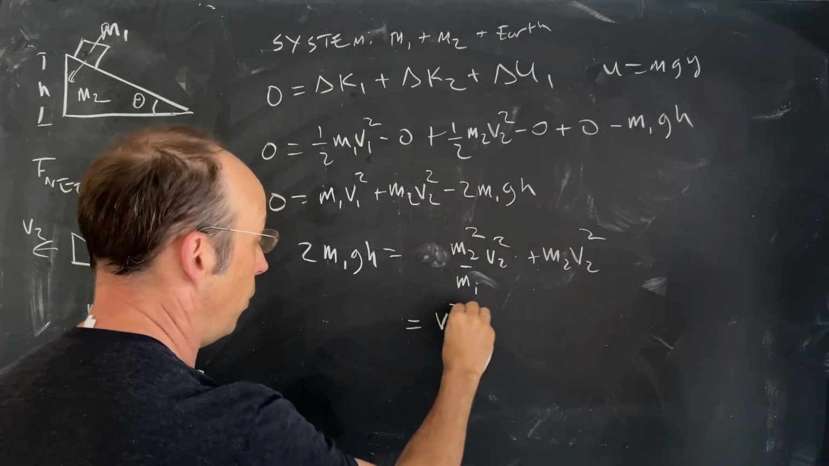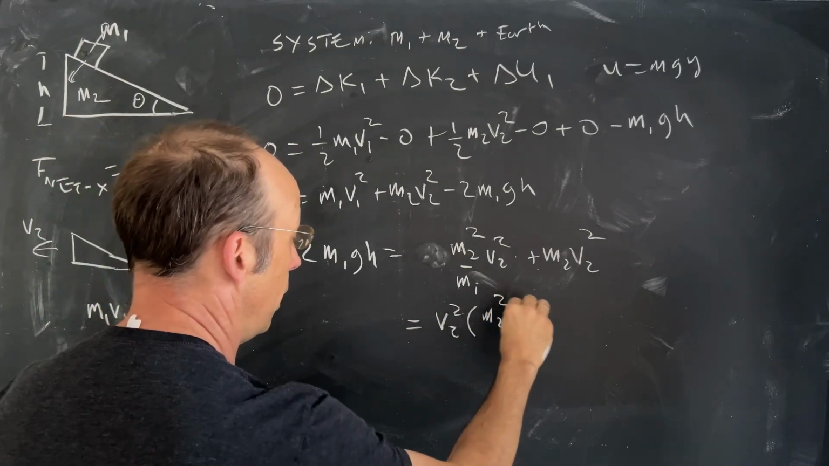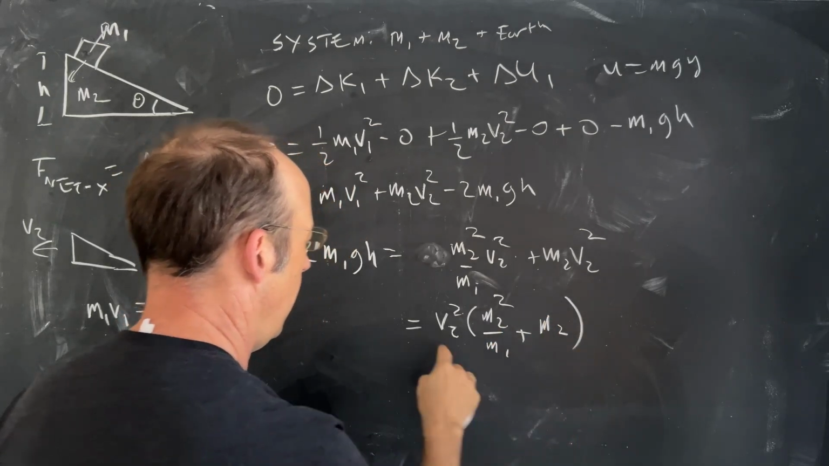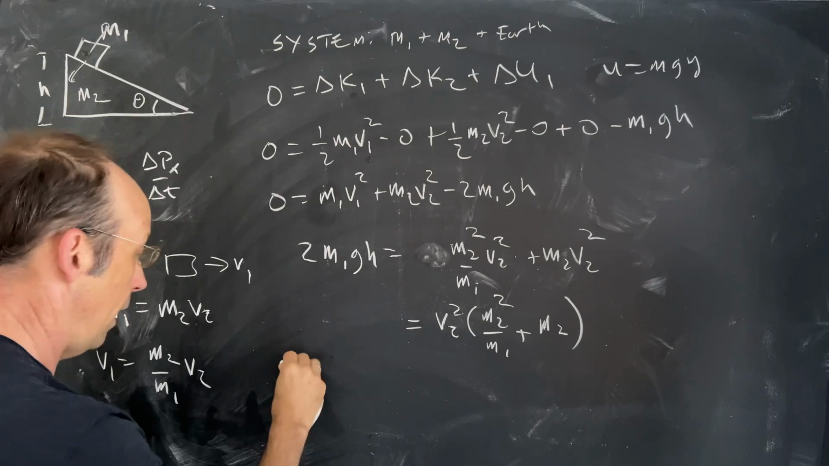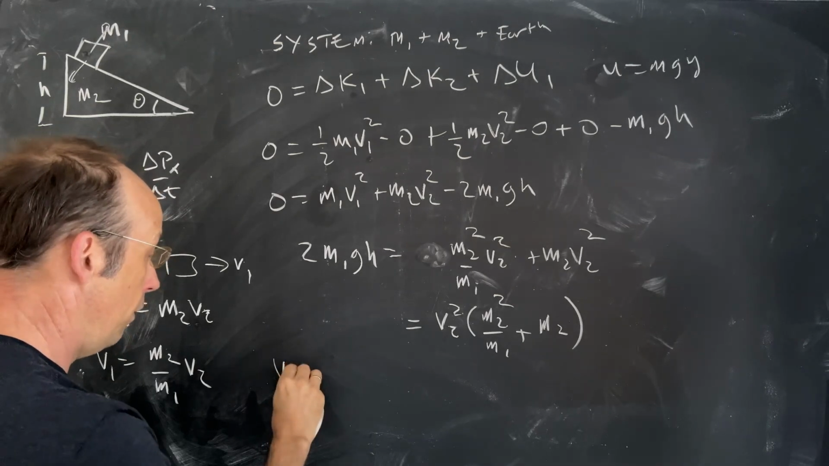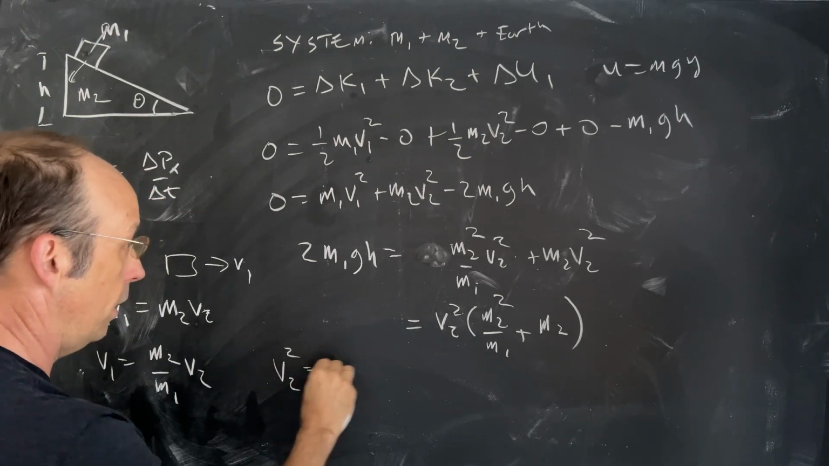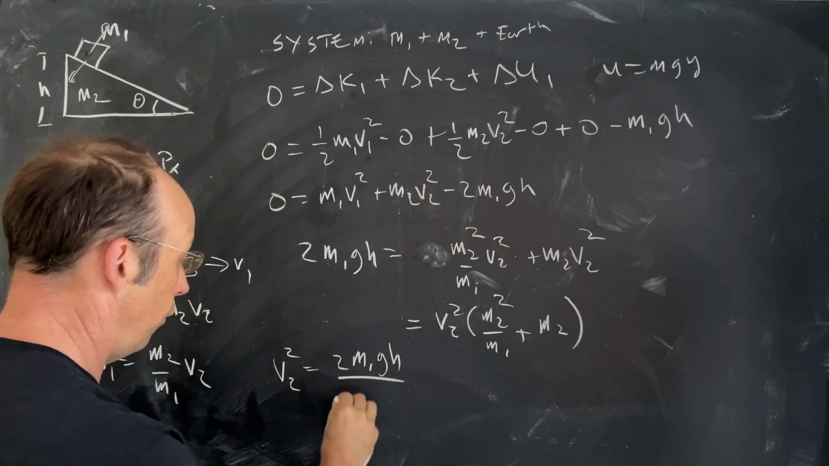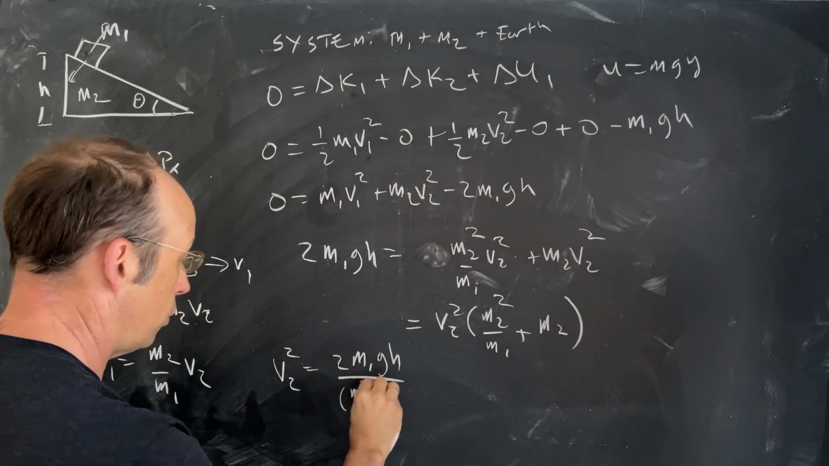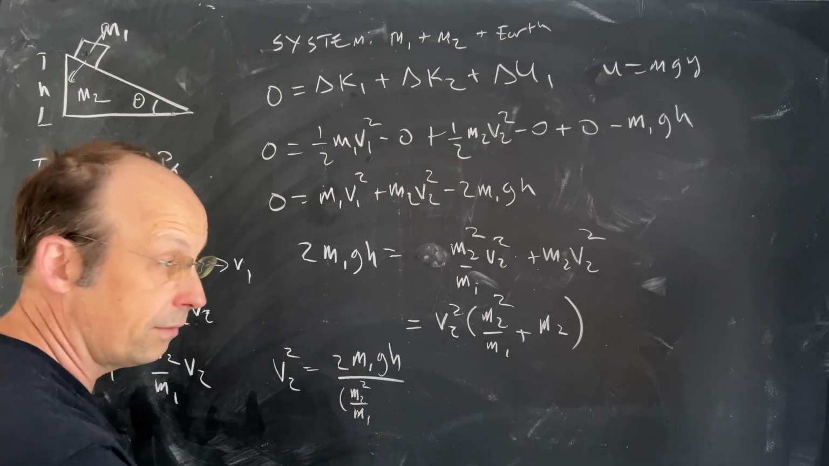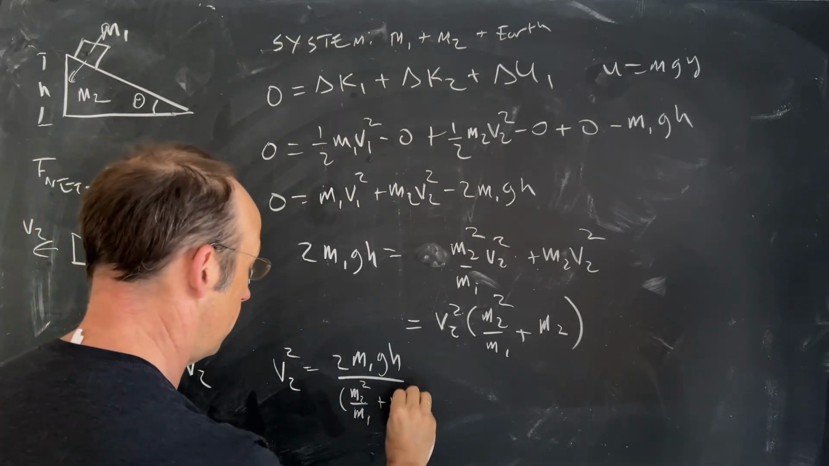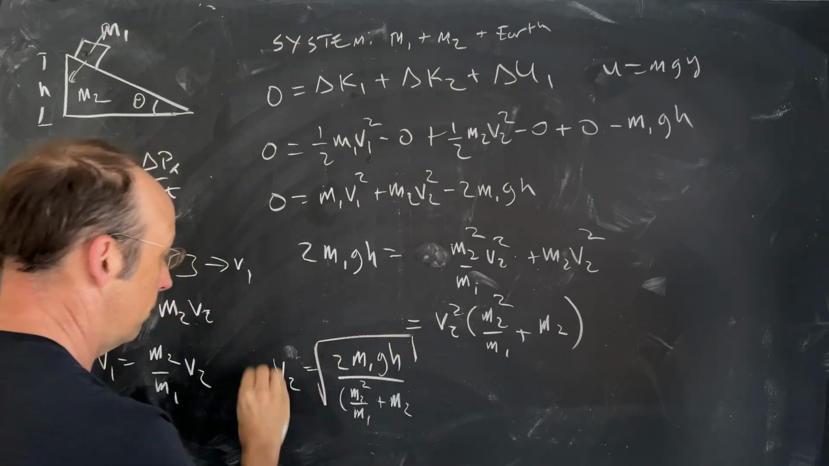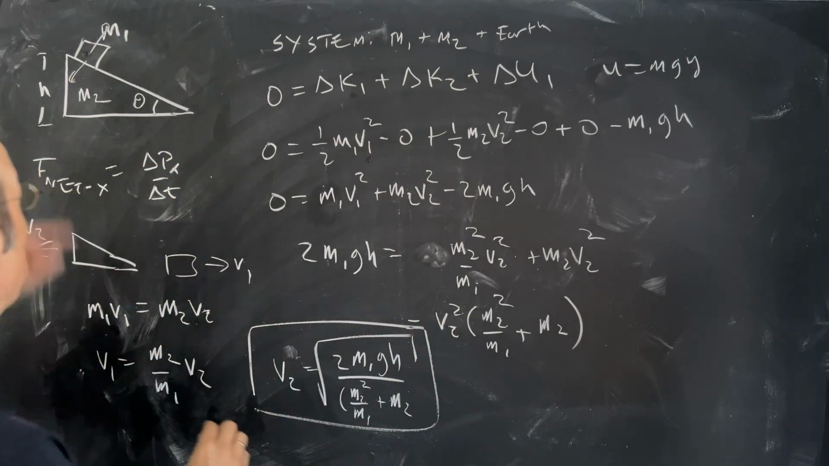So v2 squared is m2 squared over m1 plus m2. And then I can divide both sides by that. I get, making sure I'm not running out of room, v2 squared is 2 m1gh over m2 squared over m1 plus m2. And then I can take the square root of both sides. And that's the velocity of the wedge.